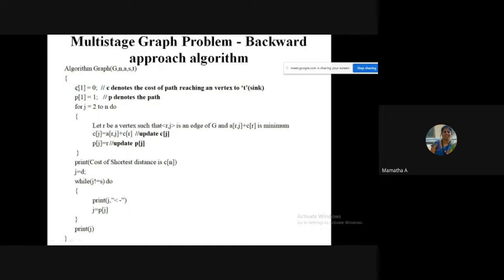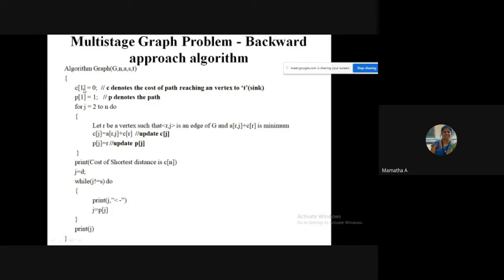You can see the initializations. What was the initialization here in the forward approach, students? Could you remember what the initialization was in the forward approach, students?